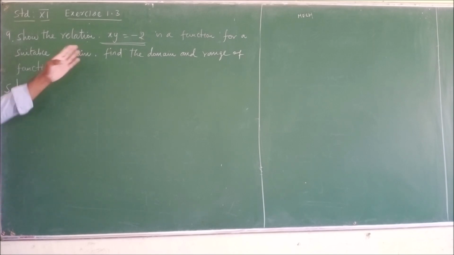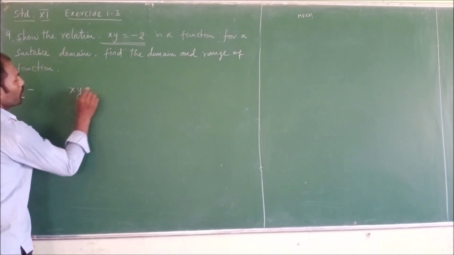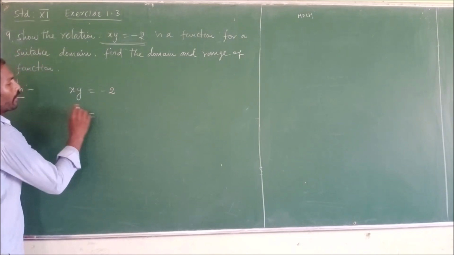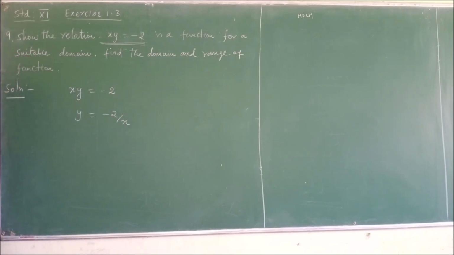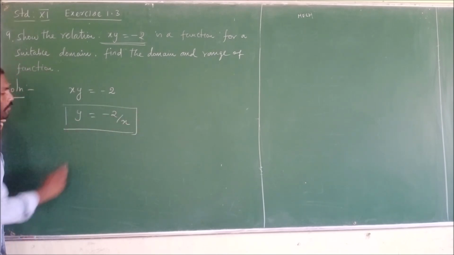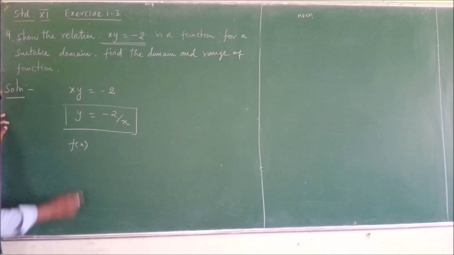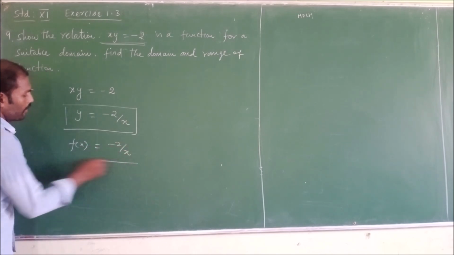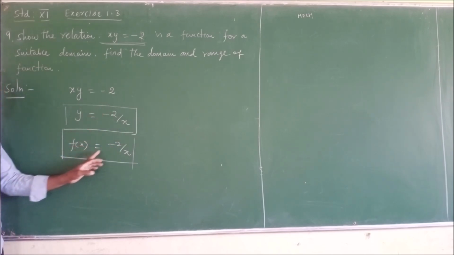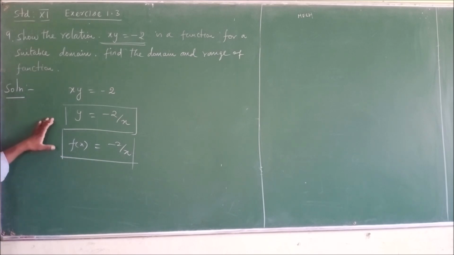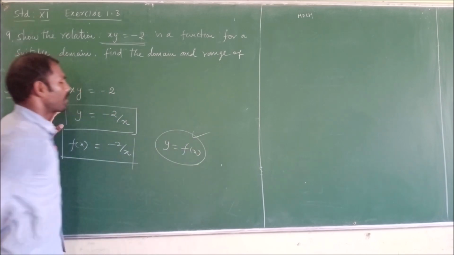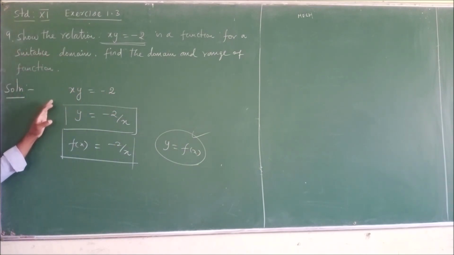First, take the given problem, xy equal to minus 2. It changes to y equal to minus 2 by x. This y is sometimes denoted by f of x equals minus 2 by x. It is the same value. It is clear that y and f of x are the same; both mean the same, only the notation is different.